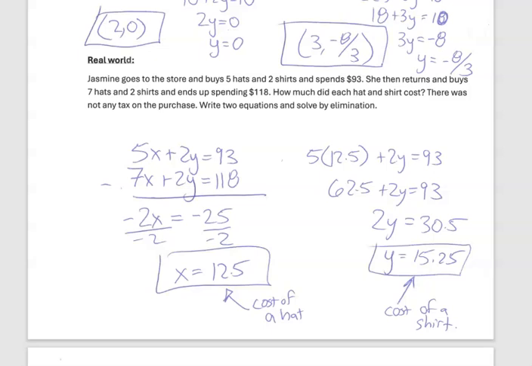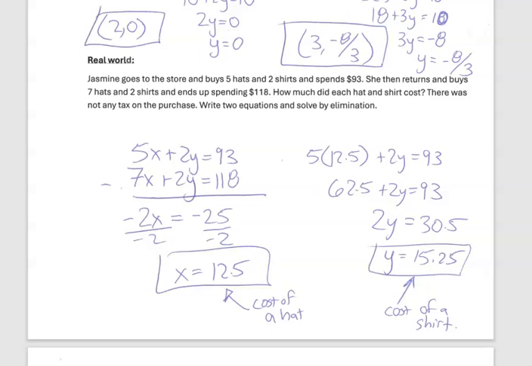So when you look at this, the two situations we're writing equations for are the first time she went to the store and the second. The first time she went to the store would be 5x plus 2y equals 93. The next one would be 7x plus 2y equals 118. And then you can see how I solved. They were the same, so I had to subtract.